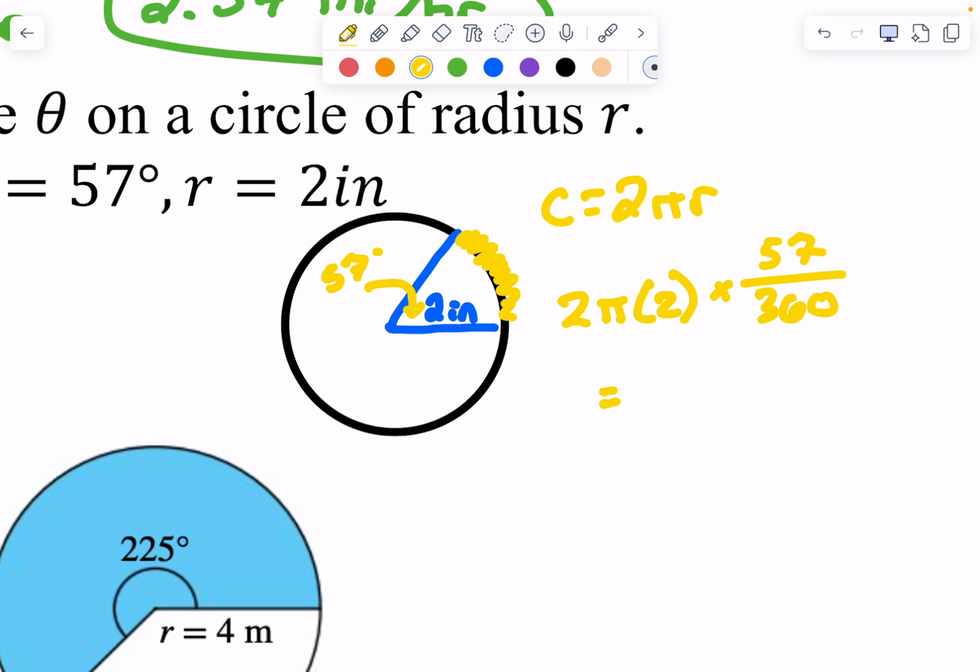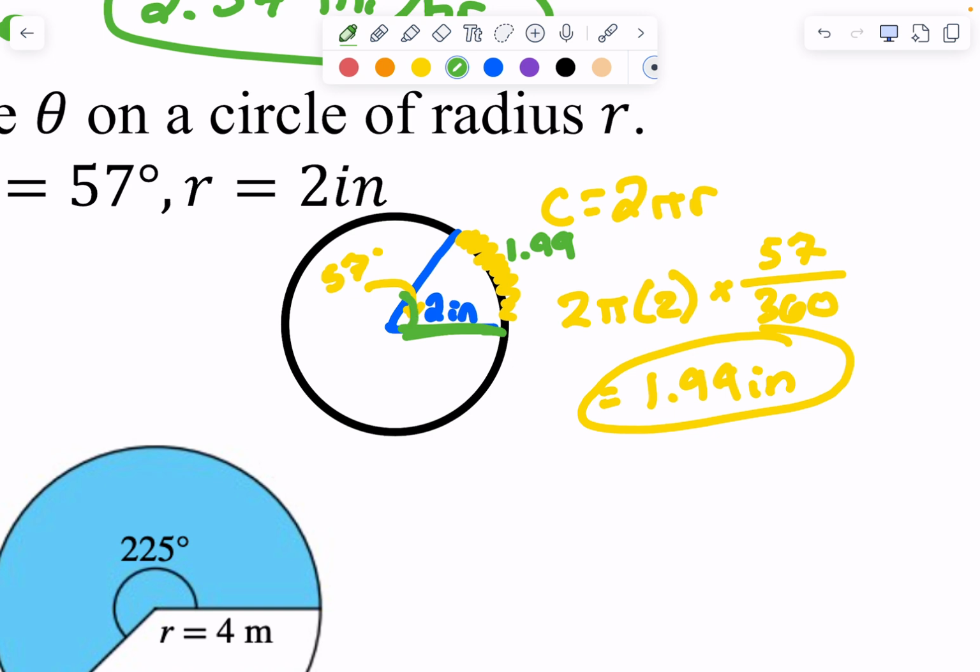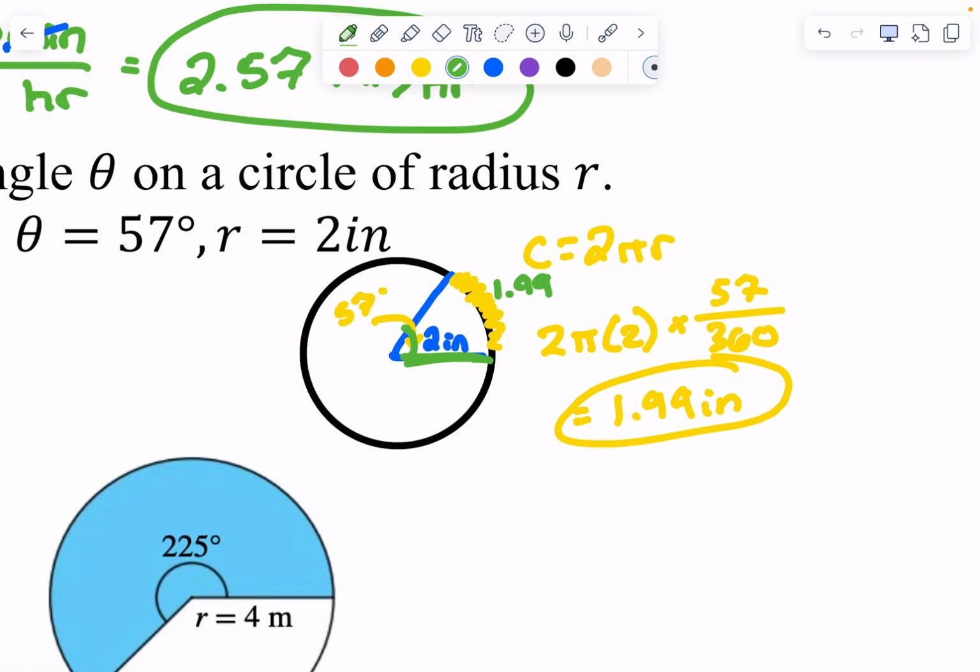What does that come out to be? Somebody have an answer? What'd you get? 1.99 inches. Oh, that's fancy. That is right because 57 degrees is about 1 radian, right? 1.99 is about the same as the radius here. It's actually 57.3 degrees, and that's why it's not exactly 2. That should make sense in your brain, that seems like an appropriate answer, right? Okay.